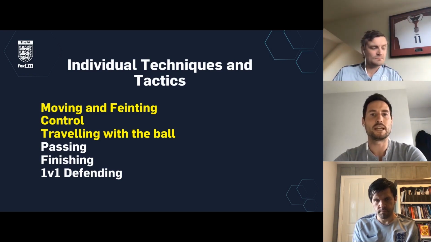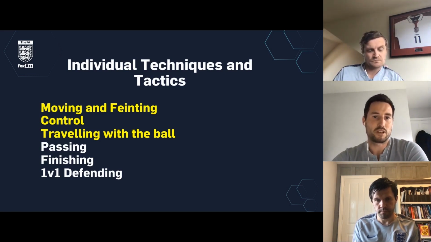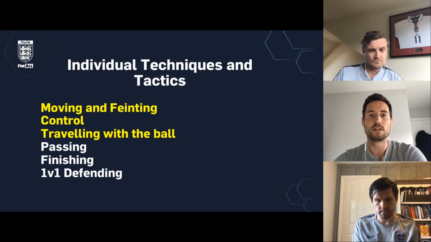But what the players see and how this affects what they decide is really important before they even execute what they're going to do. So it's vital, because depending on what the player sees, this will inform how they choose to move or feint, for example, or how they choose to control the ball. I think individual tactics as well are linked to knowing the strengths and weaknesses of your opponent.